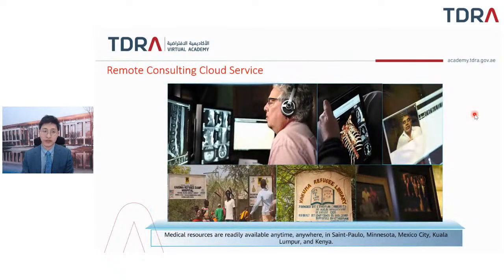Actually, this remote consulting cloud service in the medical industry has been used in many countries. In some countries, maybe you have the device, but we all know the most difficult part is not assigning a device to that place, but assigning a very professional doctor to that place. So by using this remote consulting function, even if the doctors stay at home, they can still join the consultation.